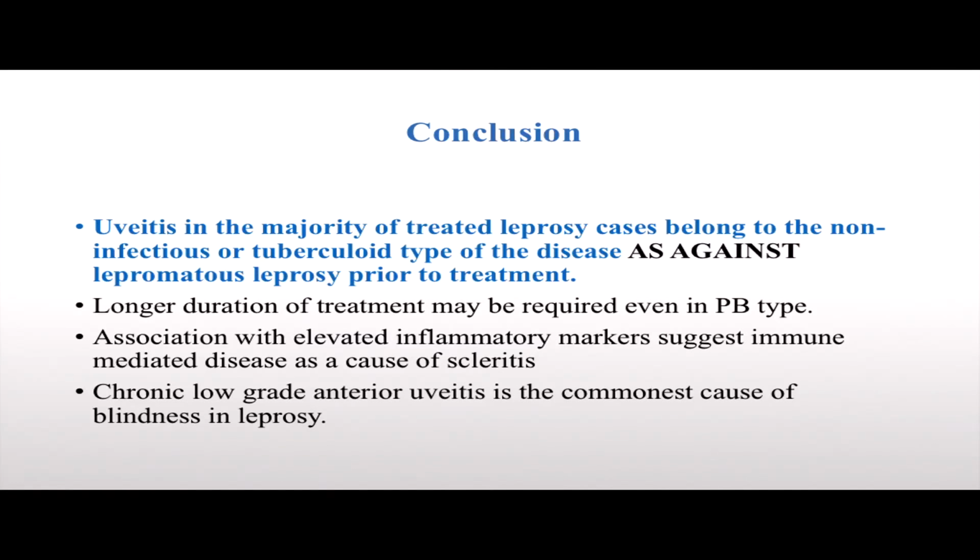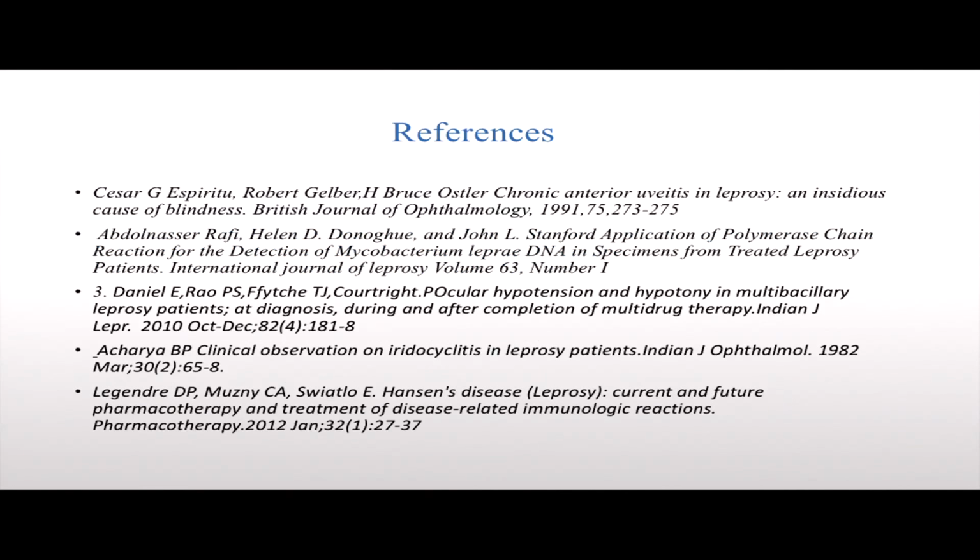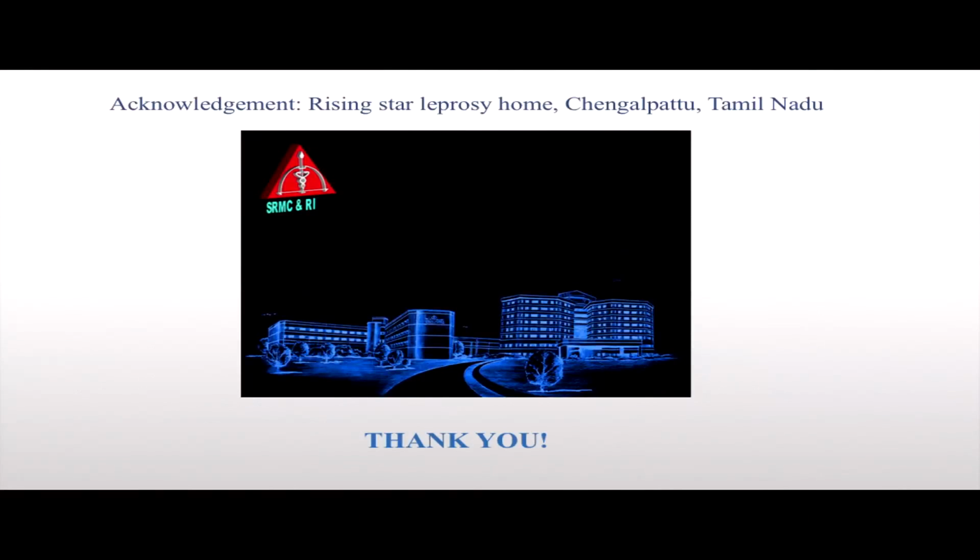As of now, they are being treated only with 2 drugs. Association with elevated inflammatory markers suggests immune-mediated disease as a cause of scleritis. Chronic low-grade anterior uveitis is the commonest cause of blindness in leprosy, and in our patients we found phthisis and scarring following keratouveitis to be the commonest cause. These are my references. I would like to thank the patients from Rising Star Leprosy Home, Chengalpet, Tamil Nadu, for their participation. Thank you very much for your time.